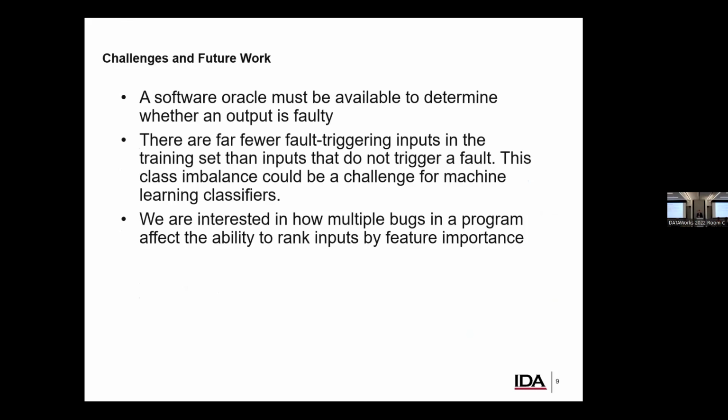Another one of the challenges on the machine learning side is that there are far fewer fault triggering inputs in the training data set than there are inputs that do not trigger a fault. That's what's referred to as the class imbalance problem in machine learning. We're overcoming this by trying different weighting schemes for the training data set. And then currently we are interested in how multiple bugs in a program affect the ability to rank the inputs by their feature importances. In the previous example I showed you, there was just one bug. We're interested in what happens if the program has multiple bugs, and how it affects your approach.